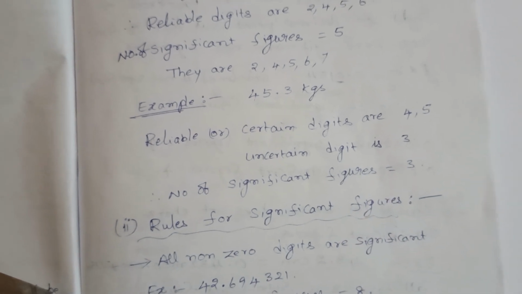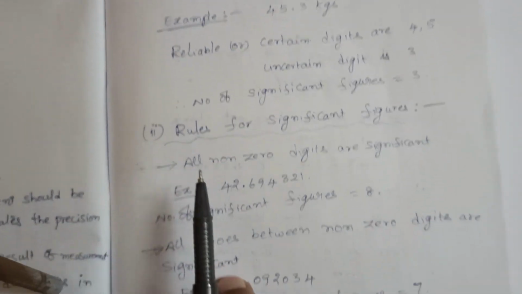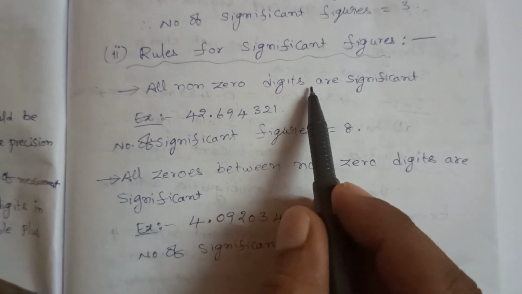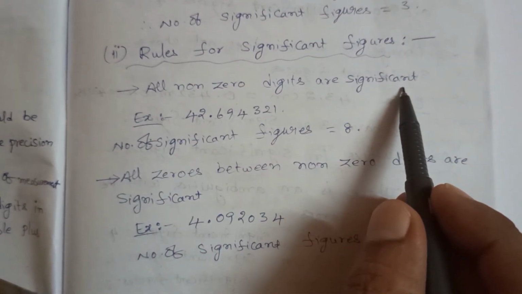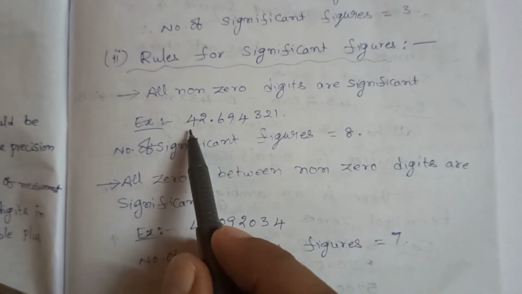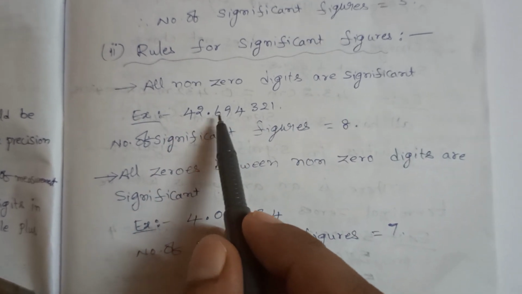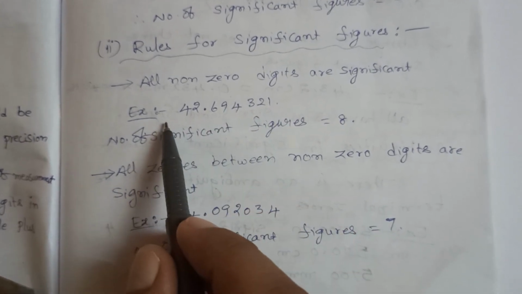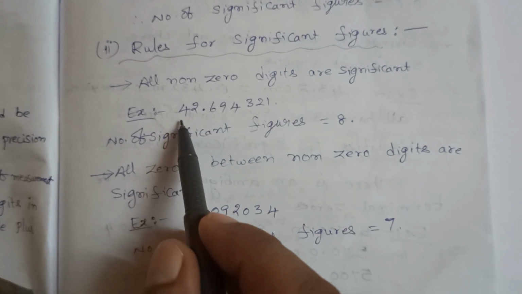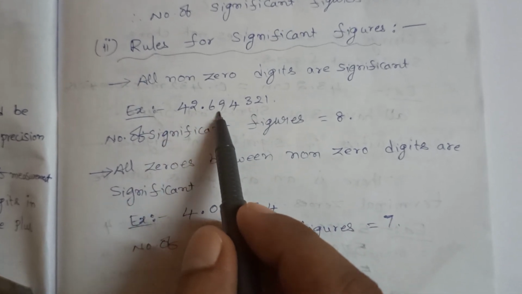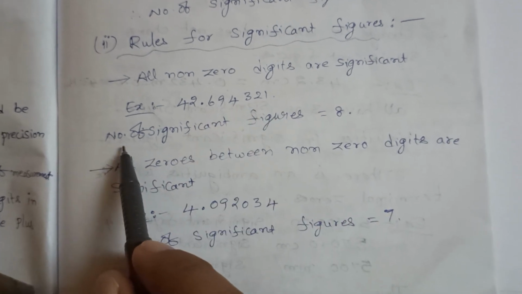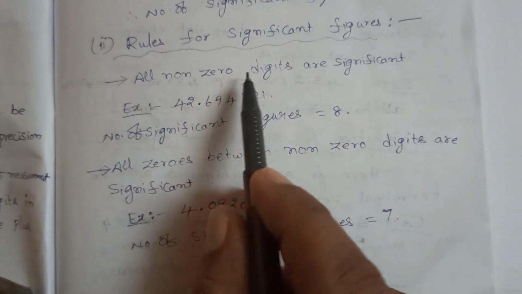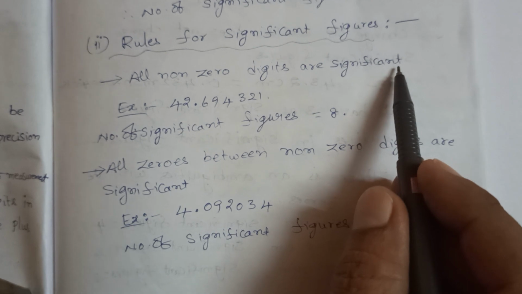Now we will discuss the rules for significant figures. All non-zero digits are significant. Here 4, 2, 6, 9, 4, 3, 2, 1. These are all non-zero digits. These are all significant. So here the significant figures total 1, 2, 3, 4, 5, 6, 7, 8. The number of significant figures is equal to 8 here.